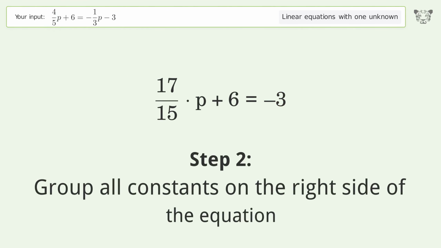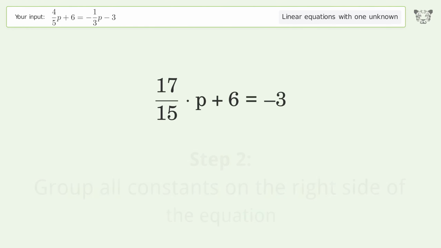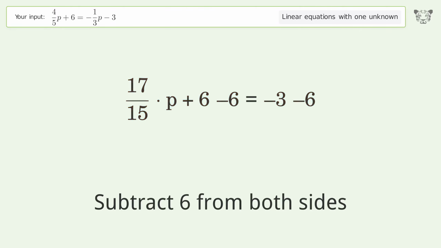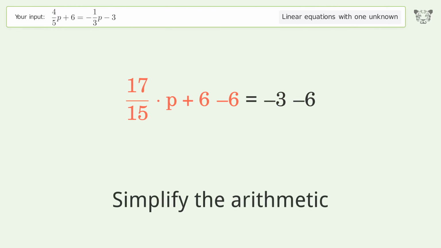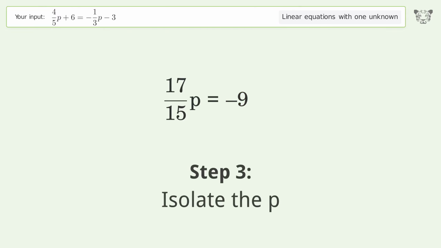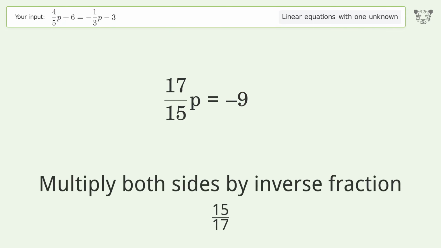Group all constants on the right side of the equation. Subtract 6 from both sides. Simplify the arithmetic. Isolate the p. Multiply both sides by inverse fraction 15 over 17.